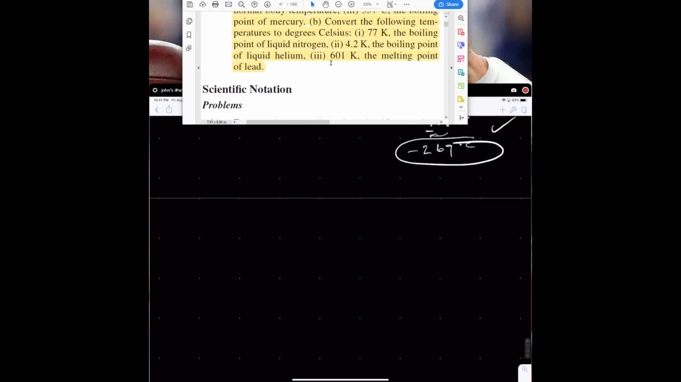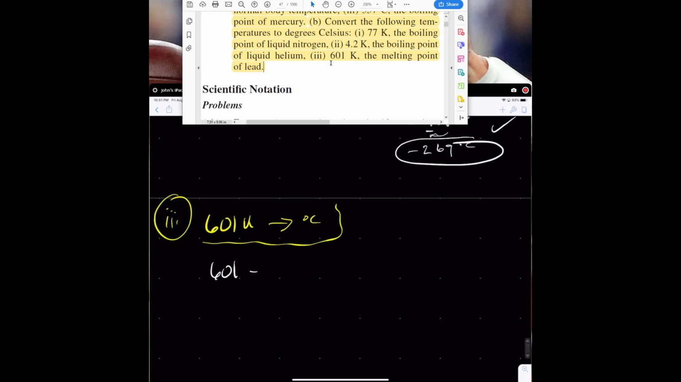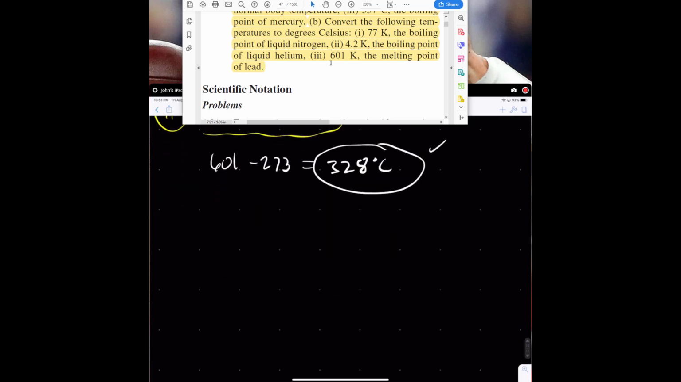Okay, the third part. They want us to convert 601 Kelvin to degrees Celsius. So we do that: 601 minus 273, simply 328 degrees Celsius. And that's it. That's what the textbook wants.